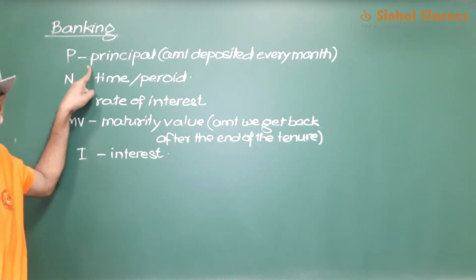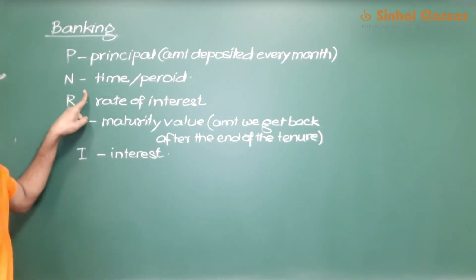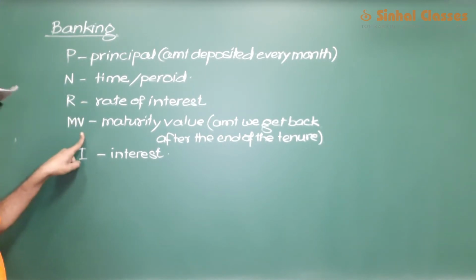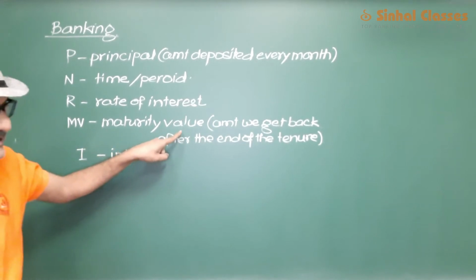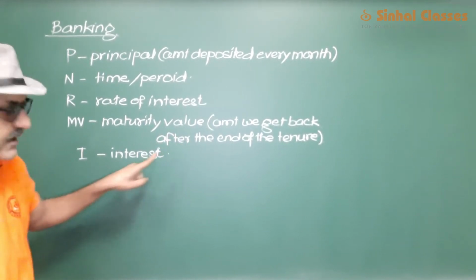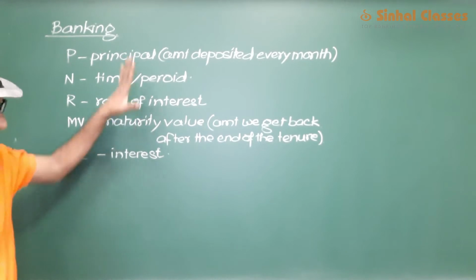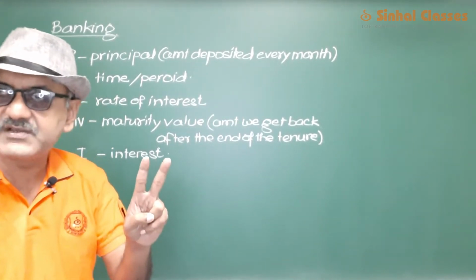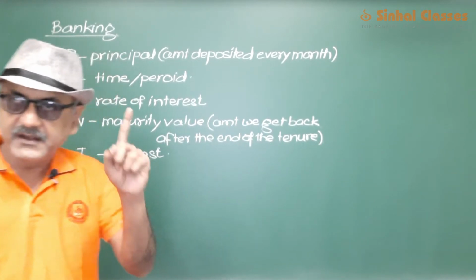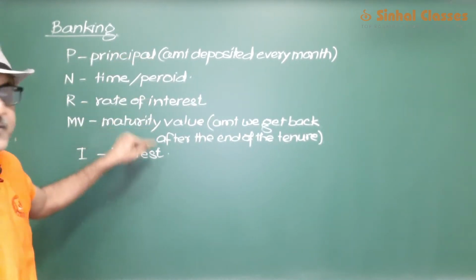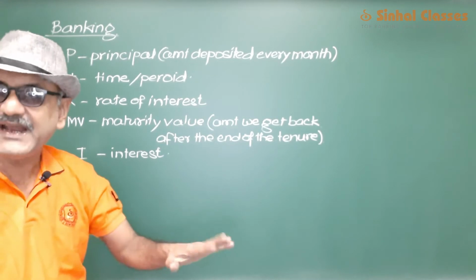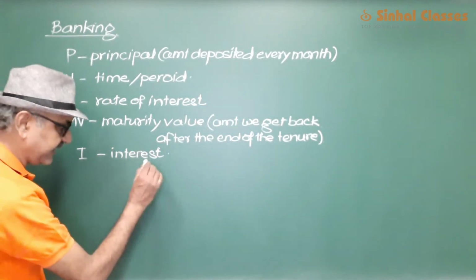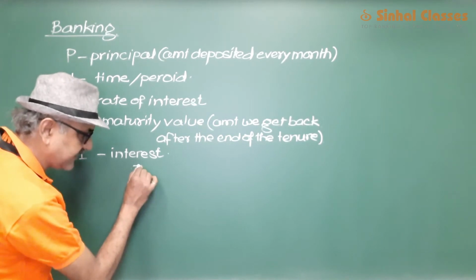So P stands for the principal that you deposit every month, N stands for the time or the period, R stands for the rate of interest, MV is the maturity value. This is the amount that we get back after the end of the tenure, and I is the interest. Along with these terms, there are basically 2 formulas involved in this chapter. To know this entire chapter, you need to know these 5 terms and 2 formulas, and rest, everything else is simple calculation. The first formula is for interest.